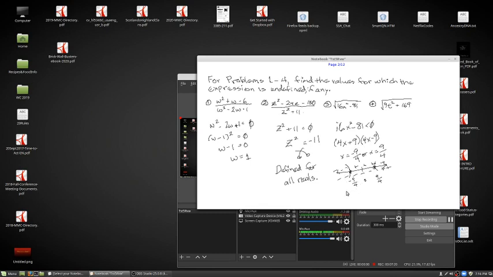So this expression is going to be undefined when negative 9/4 is less than x, which is less than positive 9/4. That's where this expression is undefined. So we only have to worry if we have two roots.